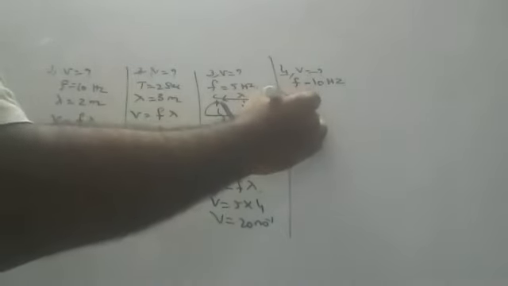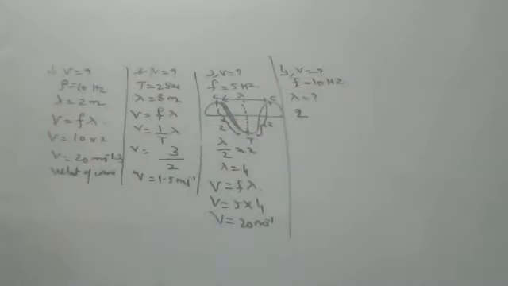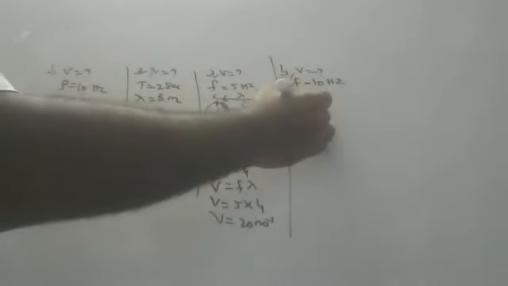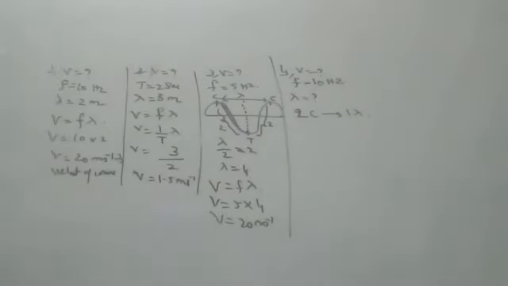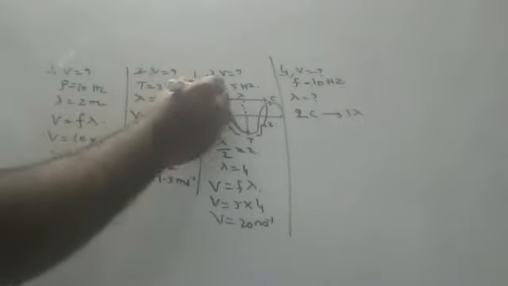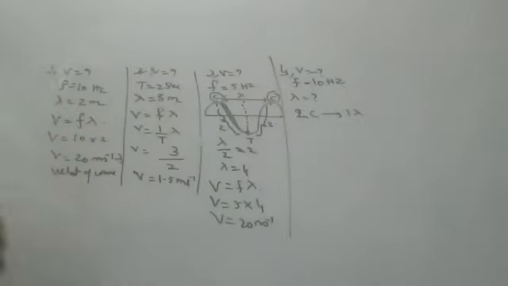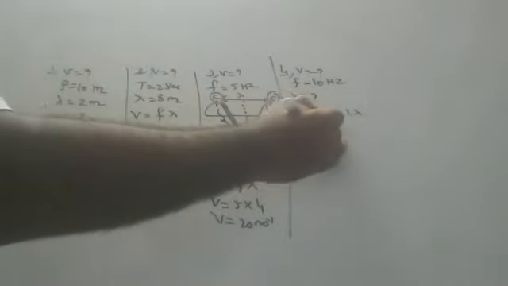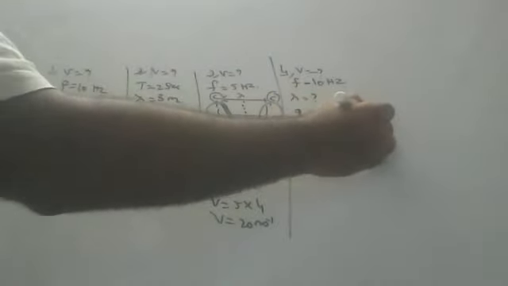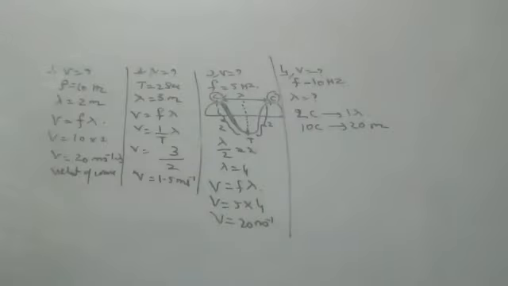Distance between two crests is one wavelength. Okay, children, distance between two crests is one wavelength. He said distance between 10 crests is 20 meters.